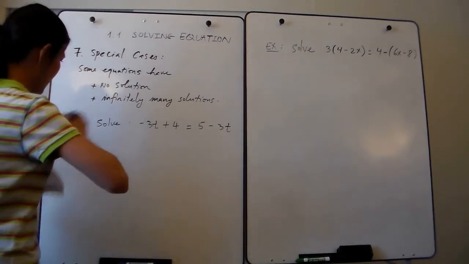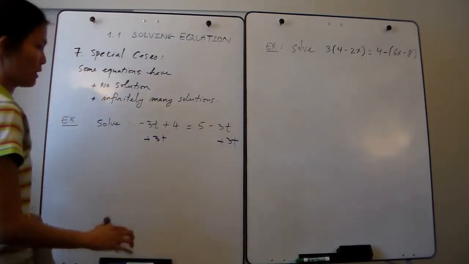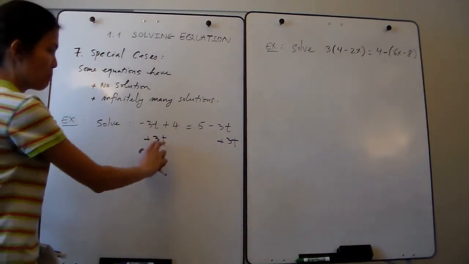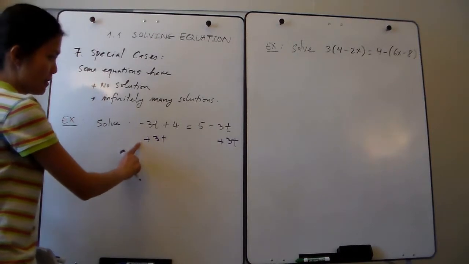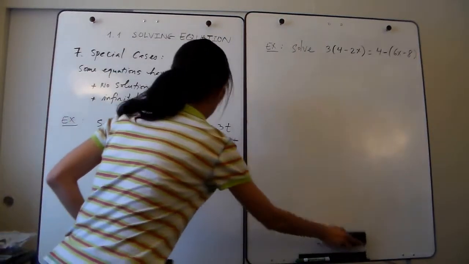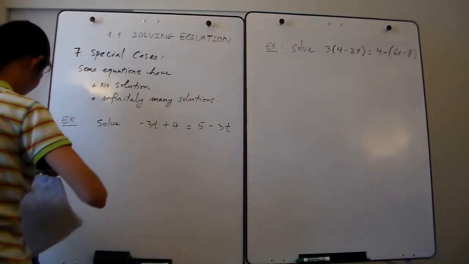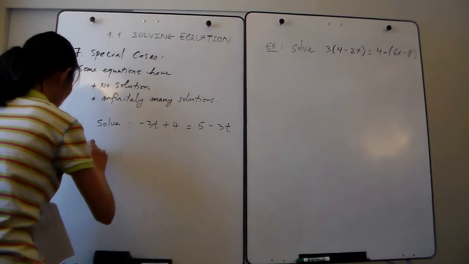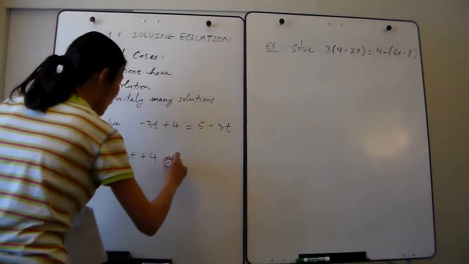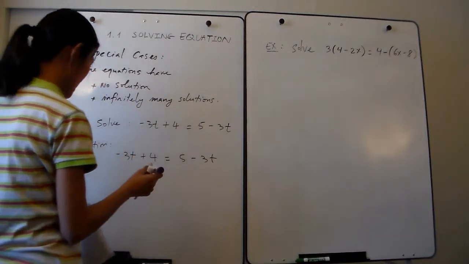In this case, it's going to be positive 3t. Right? Negative 3t add 3t is 0. Make sure you're adding the same amount with the opposite sign, and when you're adding, make sure you're adding to both sides. Let me rewrite this solution. I'm just writing the original equation. Now, I'm going to add 3t on both sides.